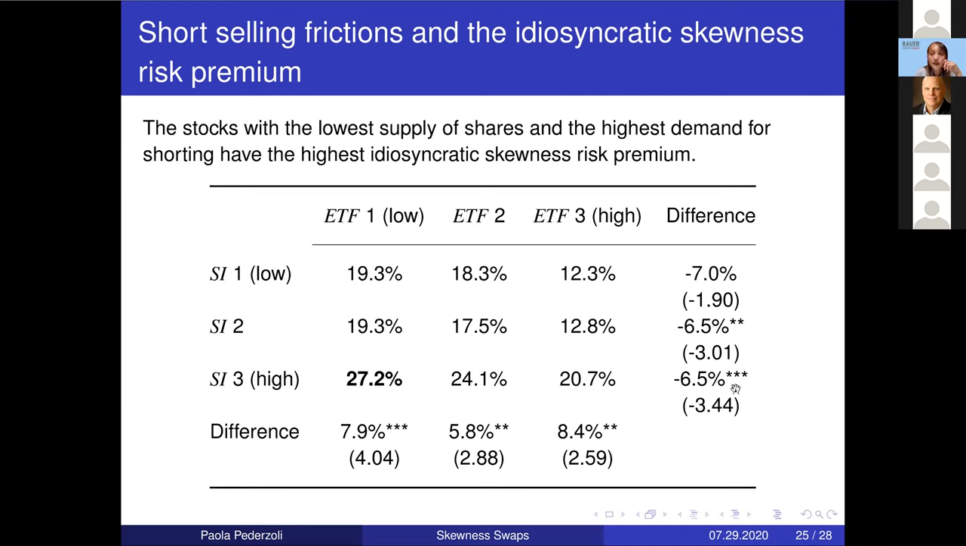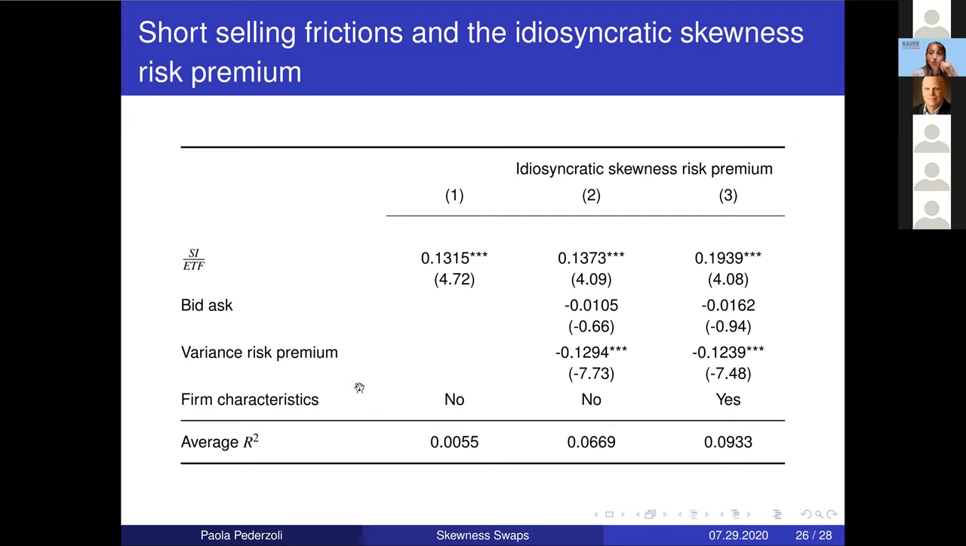And here you can really see that when one friction is binding, so for example, the short interest is high, then you can better see the cross-sectional heterogeneity due to the different ETF ownership. And also when the ETF ownership is low, then you can better see the significance of the effect of the short interest on the idiosyncratic skewness risk premium. So this is formally also tested in a Fama-MacBeth regression of the idiosyncratic skewness risk premium on my short selling friction measure, and also other controls for liquidity, variance risk premium, or also firm characteristics. And the results are very stable. So the stocks that are more short sale constrained have a higher idiosyncratic skewness risk premium.